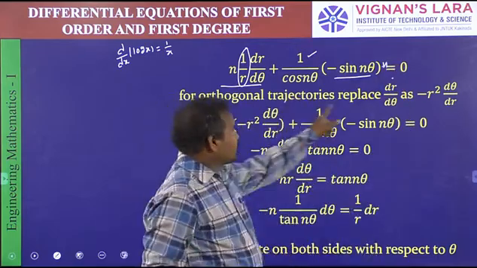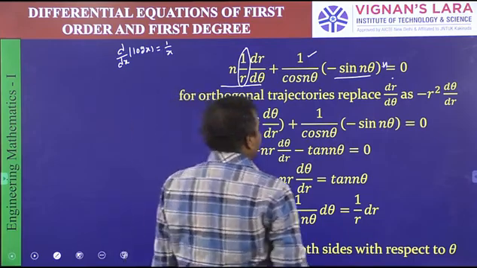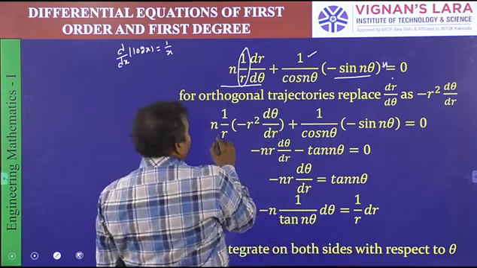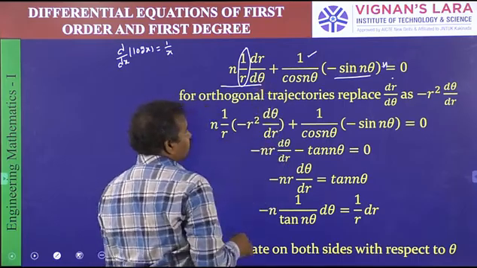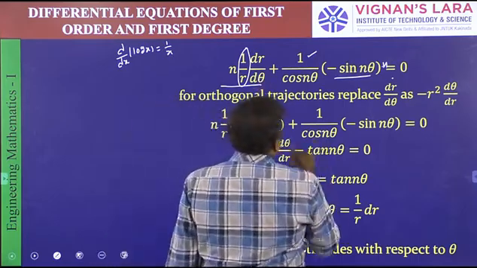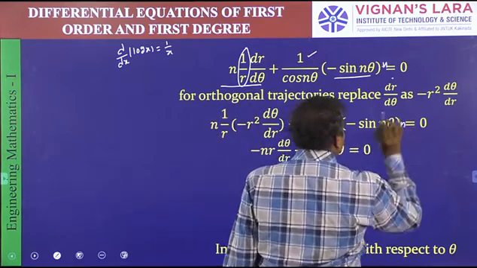For orthogonal trajectories, replace dr by d theta with minus r square into d theta by dr. So n into 1 by r minus 1 by r into dr by d theta is minus r square d theta by dr, 1 by cos n theta into minus sin n theta into n.